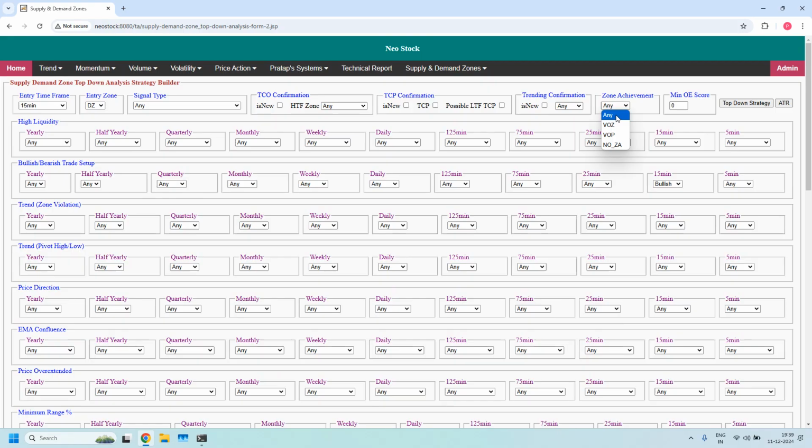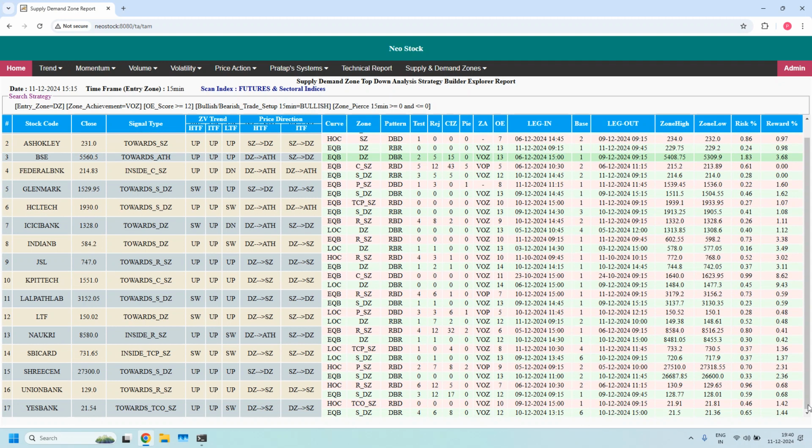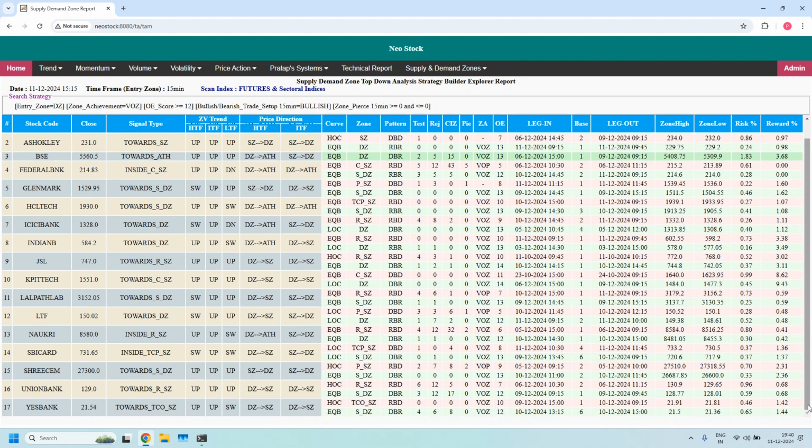Zone achievement violated opposing zone. Minimum odd enhancer score 12. All 3 filters are applied to 15 minutes demand zone. Now let's filter the stocks. We got 17 stocks. These are the first 16 stocks. I am scrolling the list down. So total 17 stocks are filtered.